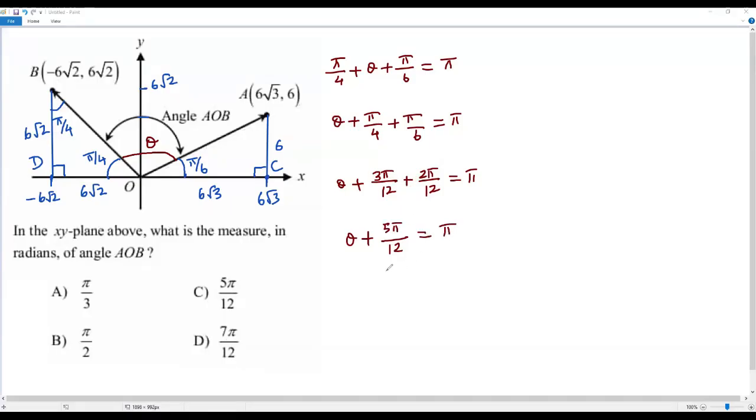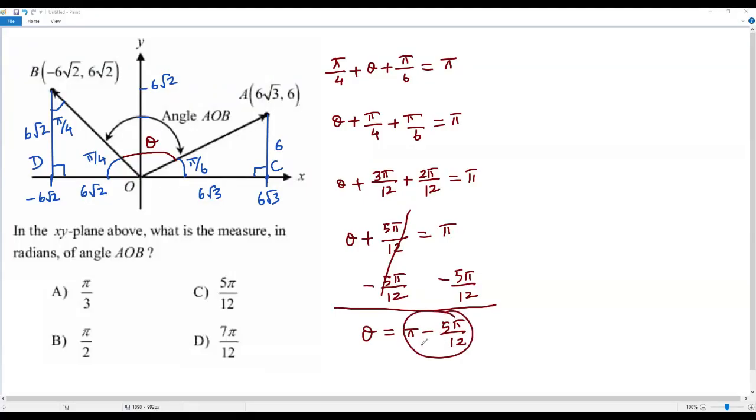Since my aim is to solve for theta, we have to get rid of this one. For that, we have to subtract 5 pi over 12 from both sides of this equation. When I do so, the positive and negative values will cancel out. Then the resulting equation is theta equals pi minus 5 pi over 12. Now we have to simplify this one. Let me assume there is a denominator 1 for this pi over here. Now to get the same denominator for both fractions, we have to multiply the numerator and denominator over here by 12.